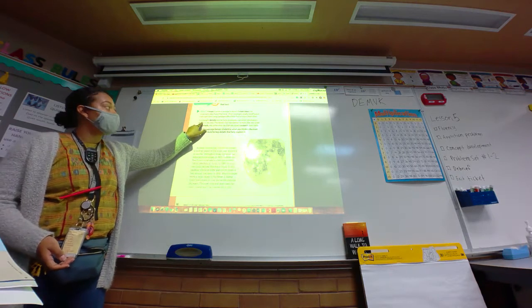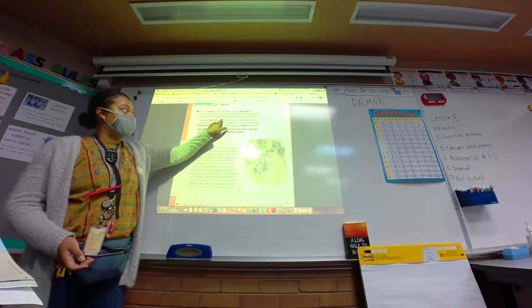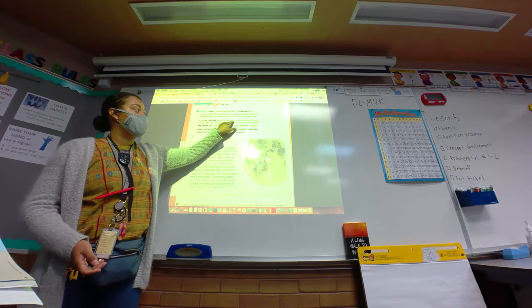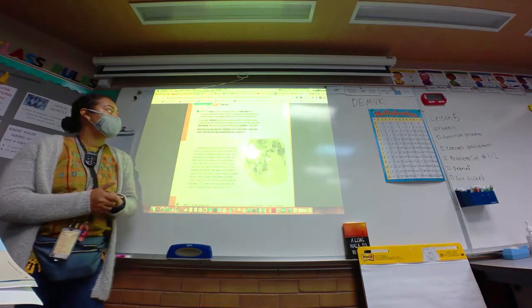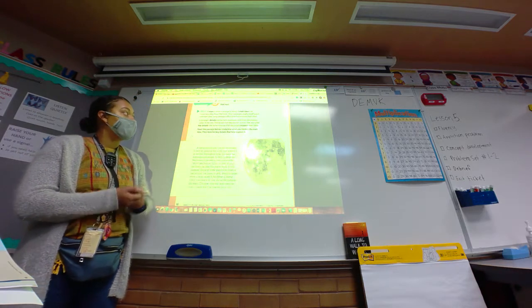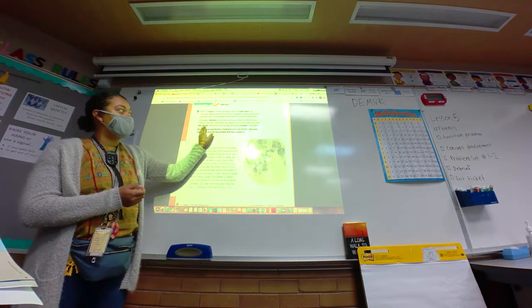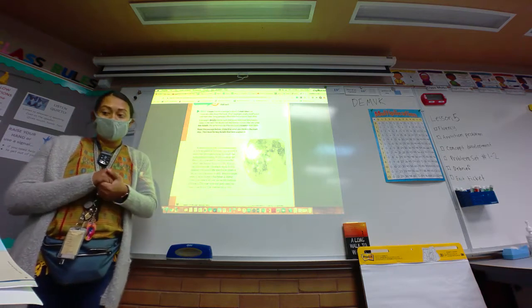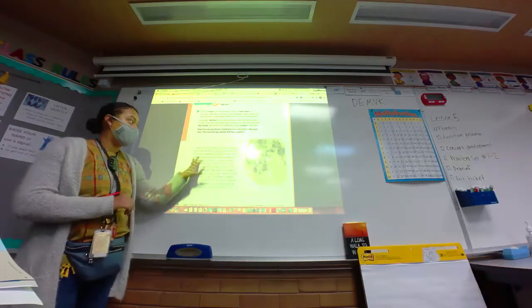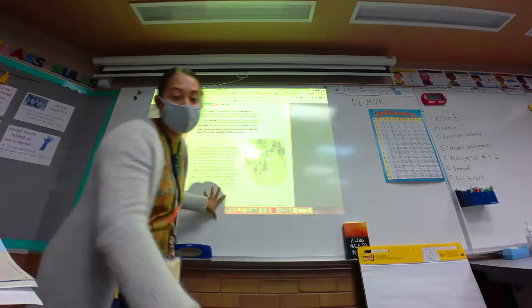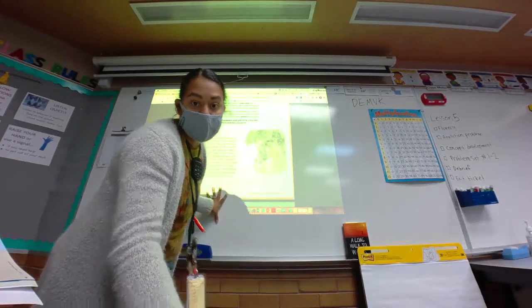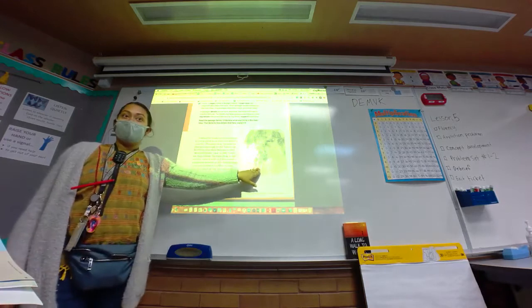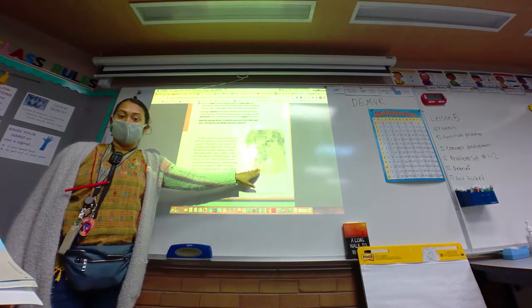Thomas, following along. A passage's details are the facts, examples, and other information stated in the text. Key details are details that help explain the main idea. Okay, so let's read together page 10. Look at the picture. What do you think we're going to read about? The moon, okay?